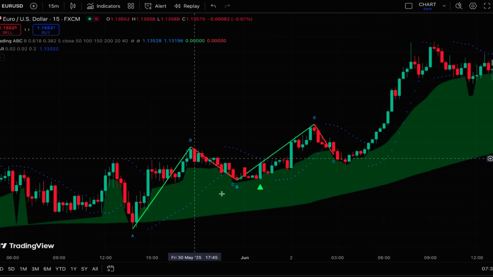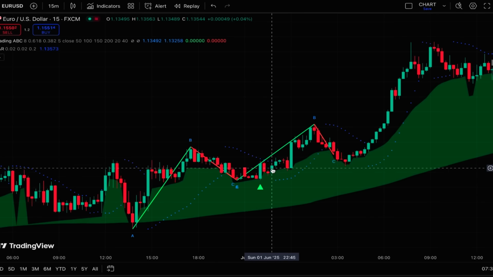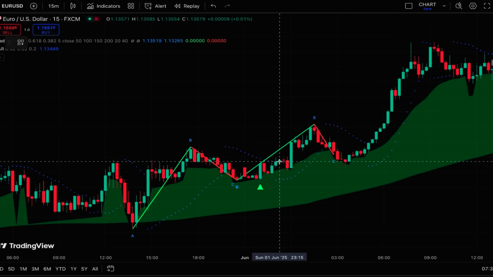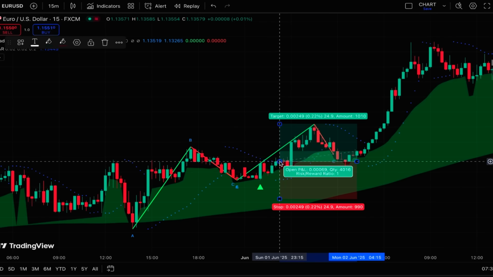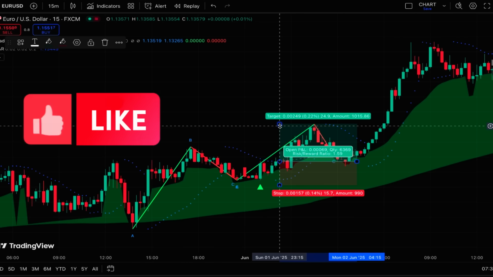For example, in this ABC pattern, you can see that the dots are above the price up to this point, and here when this candle is closed, we got the first dot below the price. So in practice, we could enter a long position at this point when this new candle was opened. The stop loss for this trade is placed below the previous swing low, and profit target at risk to reward ratio of 2.